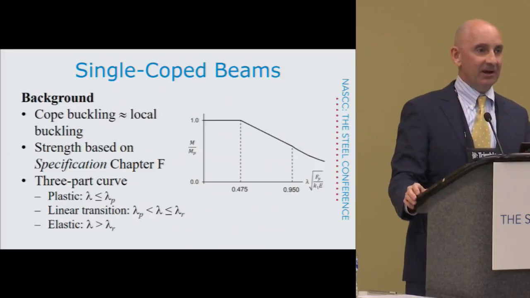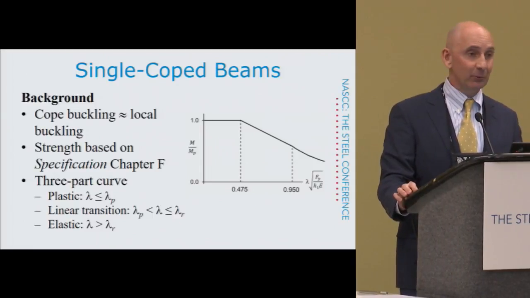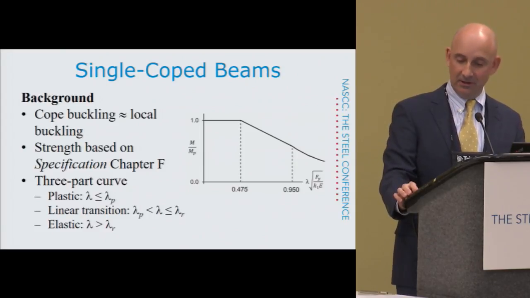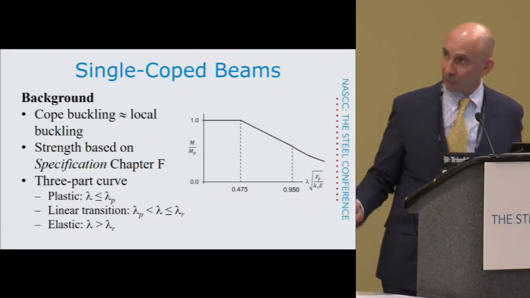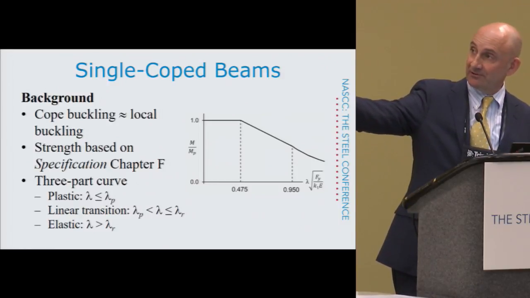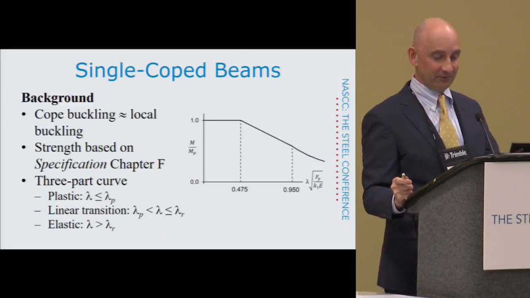Now that we know we're going to design it as a local buckling problem, we can go into specification chapter F for the WTs and take a look at what they have. It's a three-part curve, depending on what your slenderness is. And, of course, you've got your plastic strength up here, your linear transition range here, and your elastic portion of the curve here. This is the slenderness along this axis, and M over M_P, the moment divided by the plastic moment, on the vertical.